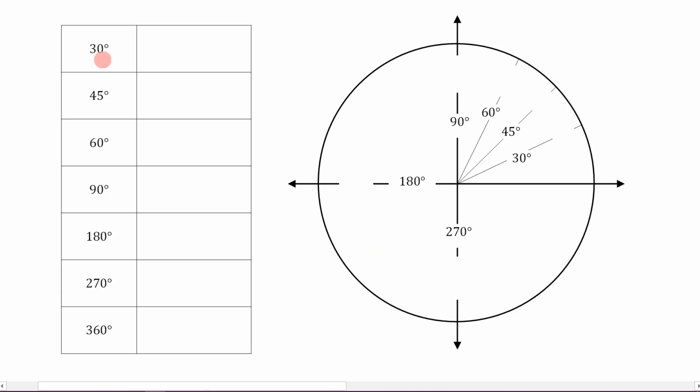The first one we're going to look at is 30 degrees. You need to know that 30 degrees is pi on 6. So if we wanted to, we could go through that whole conversion thing, but I just want you to memorize in your head that 30 degrees is pi on 6, and that would be right here. Next, 45 degrees is pi on 4. 60 degrees is pi on 3.